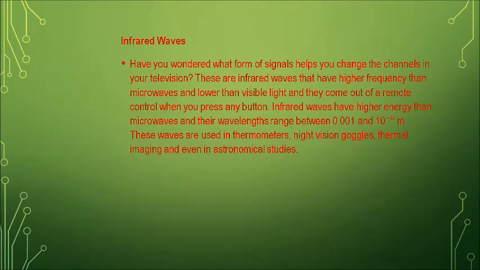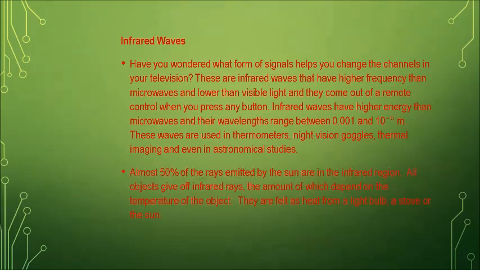Night vision goggles, thermal imaging, and also IR waves find applications in astronomical studies. Now, almost 50% of the rays emitted by the sun are in the IR region. All objects give off infrared rays, but the amount of IR rays emitted depends on the temperature of the object, because they are felt as heat, mostly from a light bulb, from a stove, and of course, from the sun, di ba?